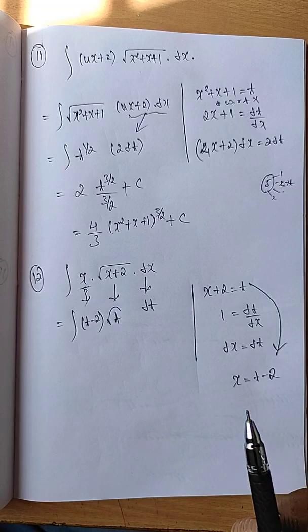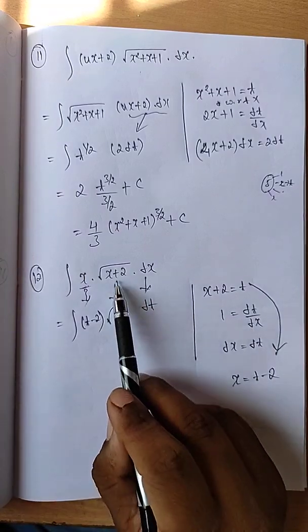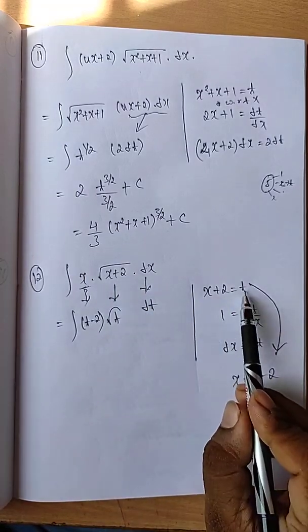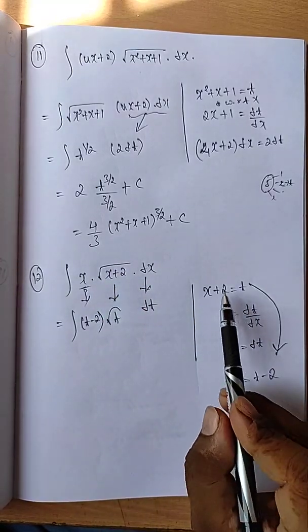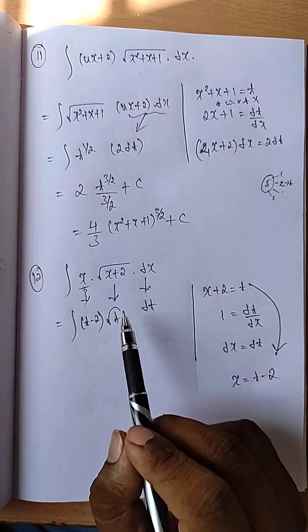Let me say one more thing, look here. Here you want to take the inner function as t. X plus 2 is equal to t. So this is root t. Here after the differentiation we get dx is equal to dt. Okay?